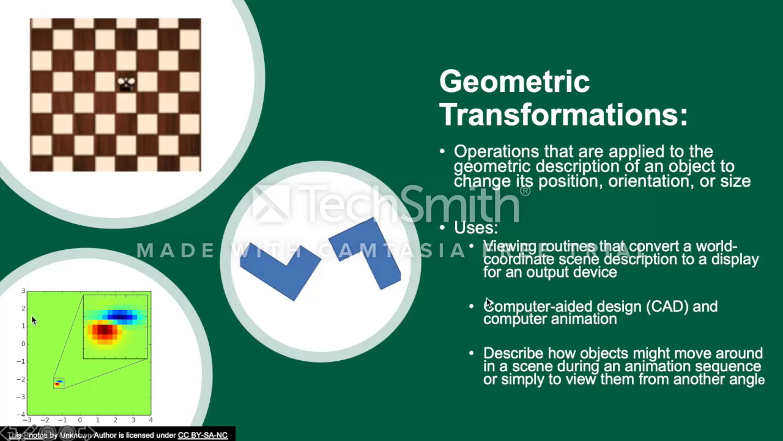Uses of geometric transformation. We can find uses for viewing routines that convert a world coordinate scene description to a display for an output device, or in computer-aided design and computer animation. Also, we will find uses to describe how objects might move around in a scene during an animation sequence, or simply to view them from another angle.